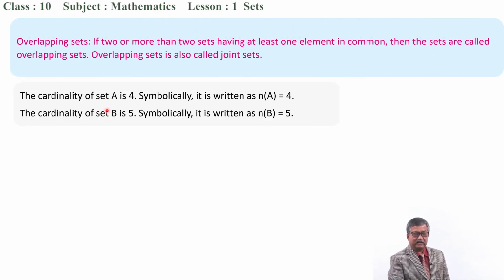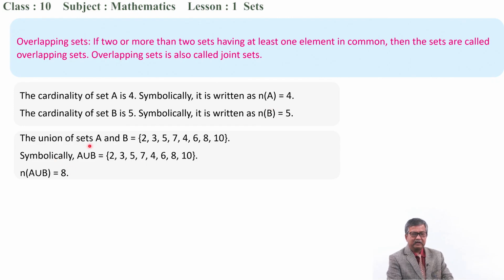So the cardinality of set A is 4. Symbolically it is written as n(A) is equal to 4. The cardinality of set B is 5. We already discussed it, so it is written as n(B) is equal to 5. Now the union of set A and B. Yes, union of set A and B.